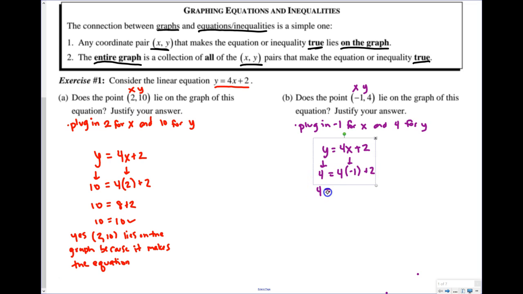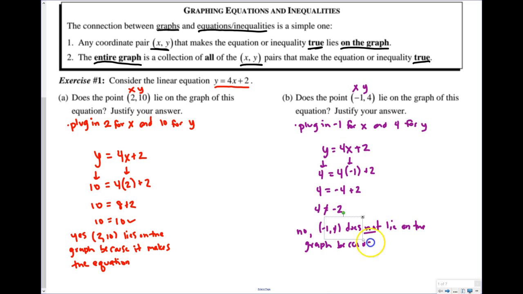When I simplify, I get 4 equals 4 times -1, which is -4, and -4 plus 2 is -2, so no, these two things don't make the equation true. So the answer to this is no, (-1, 4) does not lie on the graph because it does not make the equation true. Okay, so a basic principle here: if the point makes the equation true, it's on the graph. If the point is on the graph, it makes the equation true. So both of those things go together. Okay?